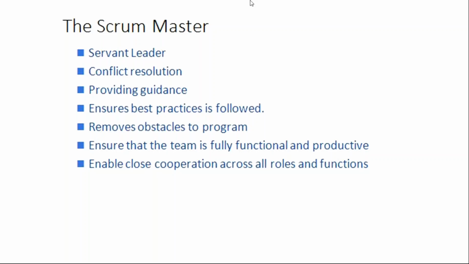Enable close cooperation across all roles and functions. This is very, very important in Agile and Scrum because we don't have a typical technical lead, QA lead, BA lead, those kinds of fancy designations are not there. So whatever roles are there as a developer, as a tester, until and unless there is close cooperation, the Scrum benefits are not going to help out and it's going to falter.